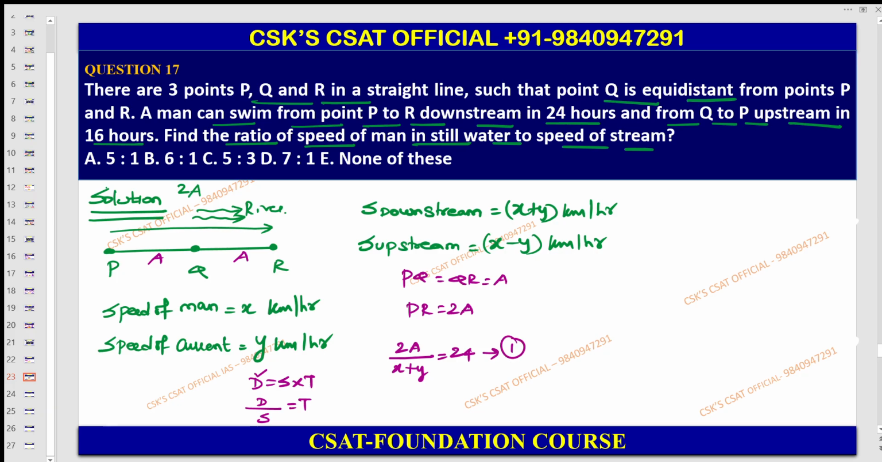Now you move on here. Q to P, what is the distance here? a. They are clearly mentioning upstream. So upstream means x minus y, which is equal to 16. Keep this as equation number 2.